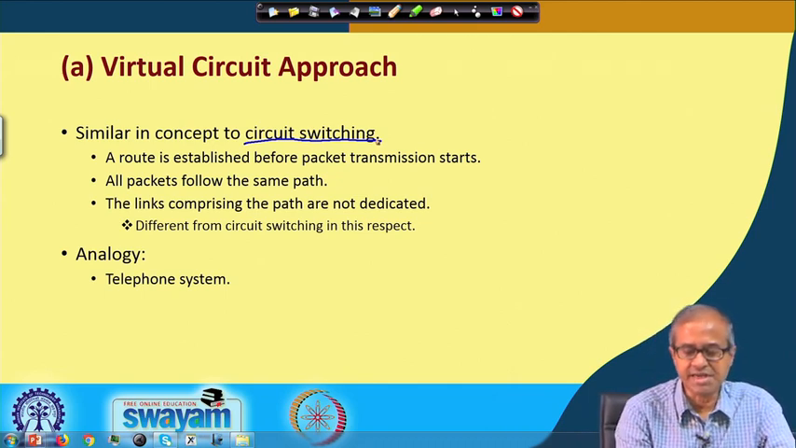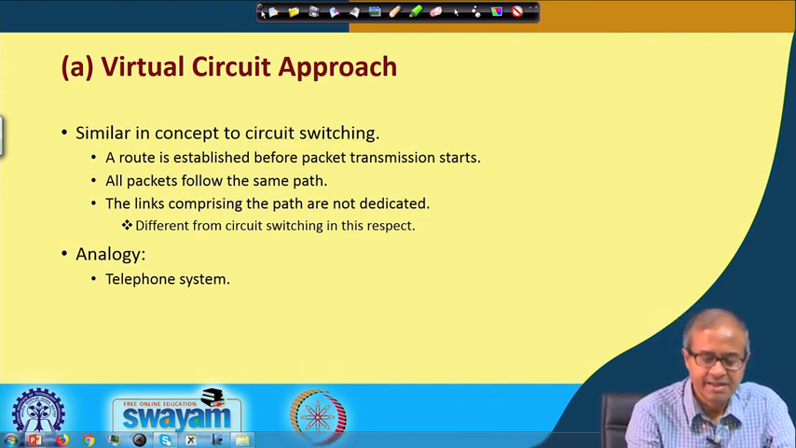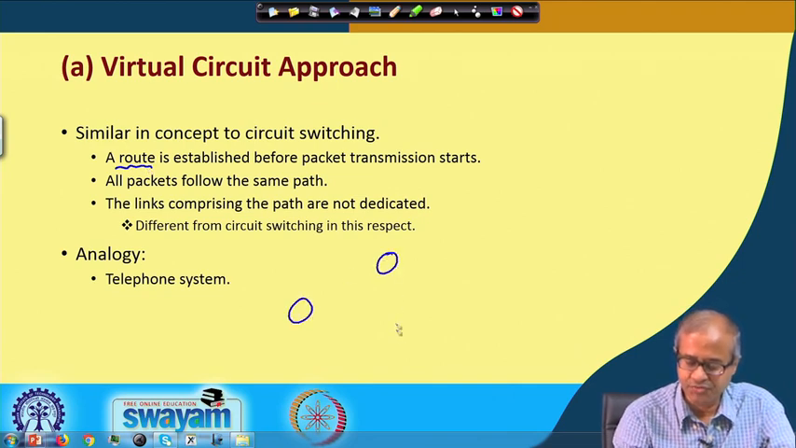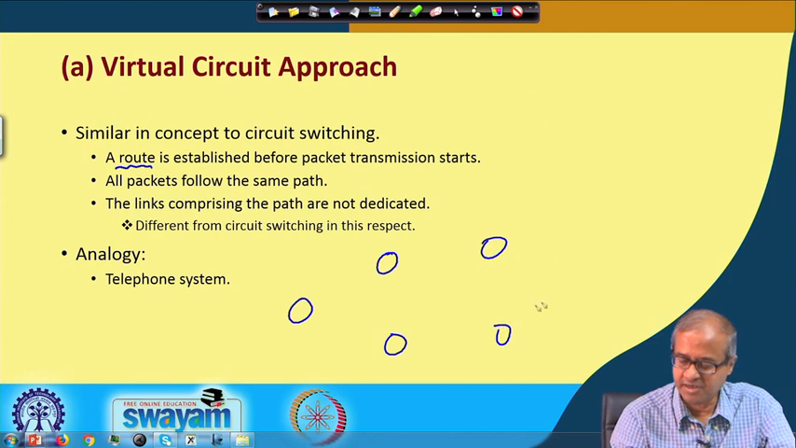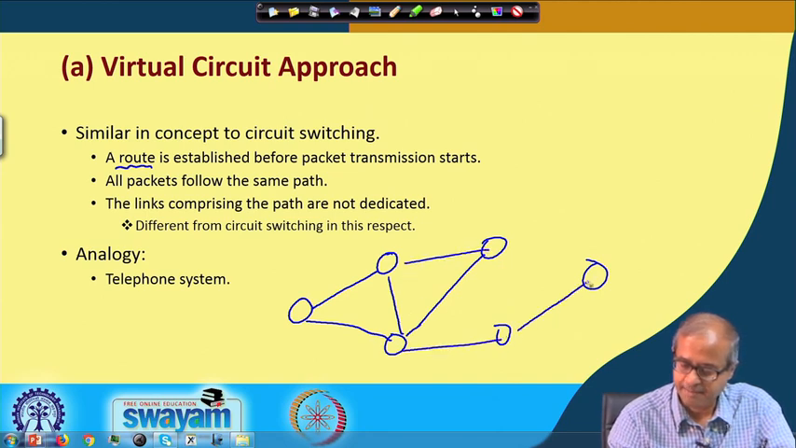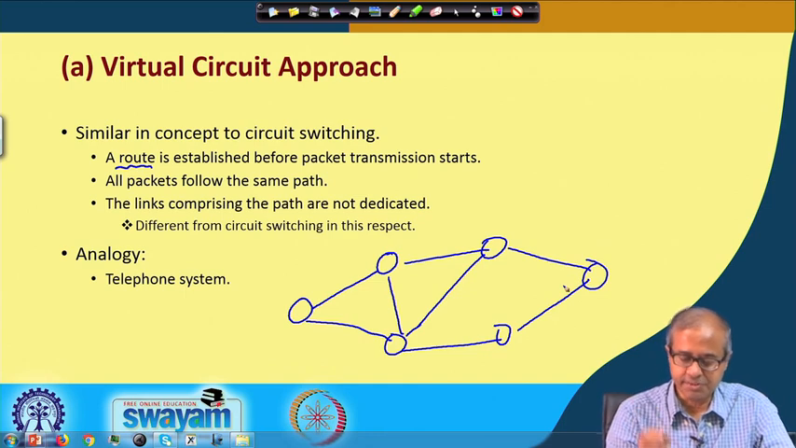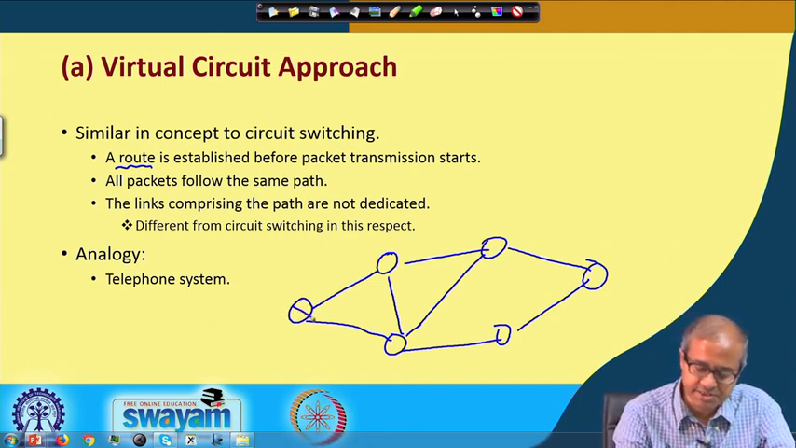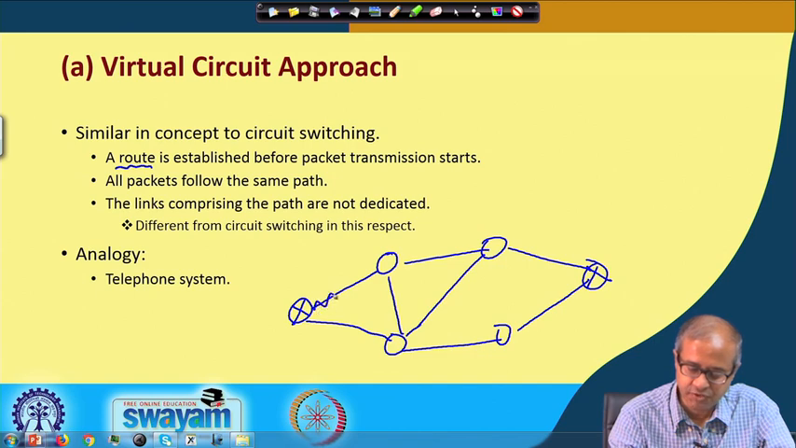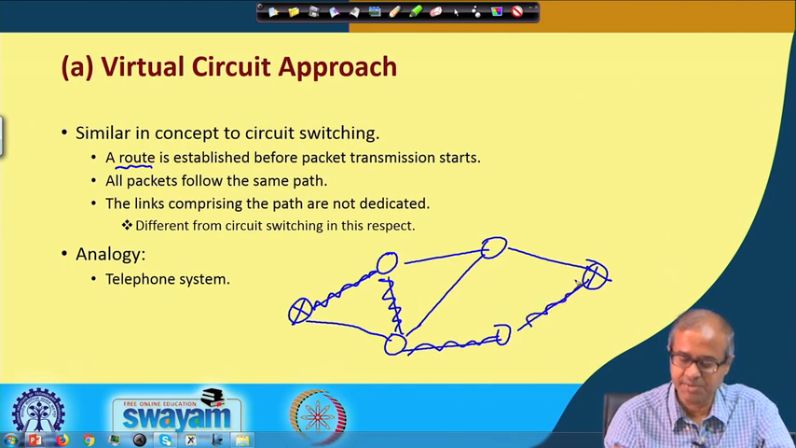So, virtual circuit is similar in the sense that here you are establishing a route. For example, if I have a network like this, there are several nodes which are connected in a certain way. Suppose I have links like this, right. Suppose I want to transmit data from this source to this destination. I may choose a route like this, it will follow this, then this, then this, then this. This may be my route.